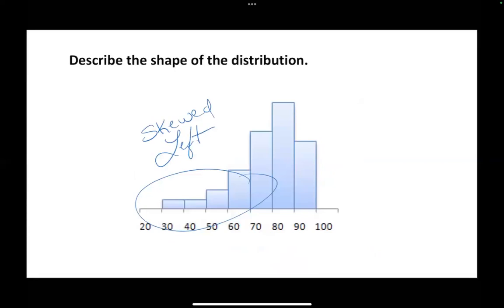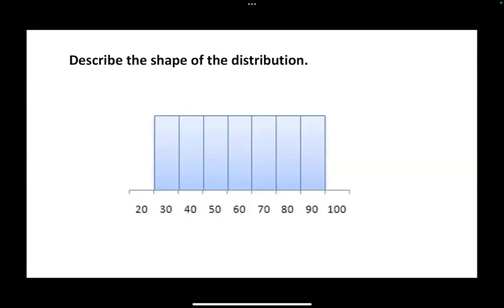Skewed left. Final one. I bet you can guess it before even seeing it. It is flat. It is uniform. I like flat. I would love to have a flat, call it a flat distribution. It's uniform. It is a uniform distribution. It's uniformly distributed.